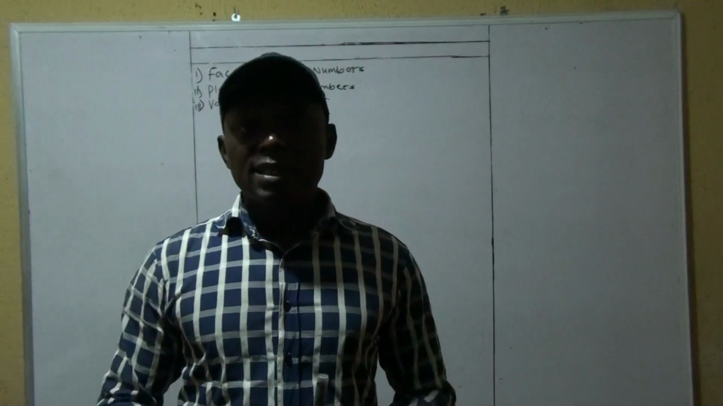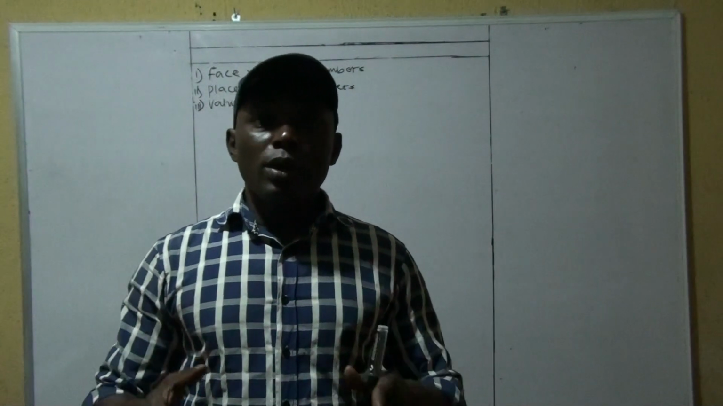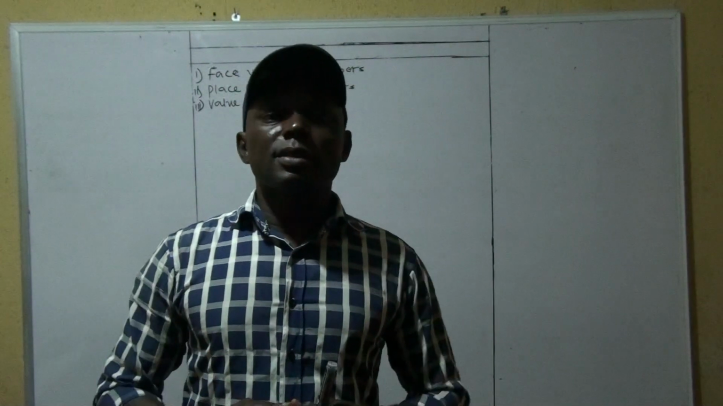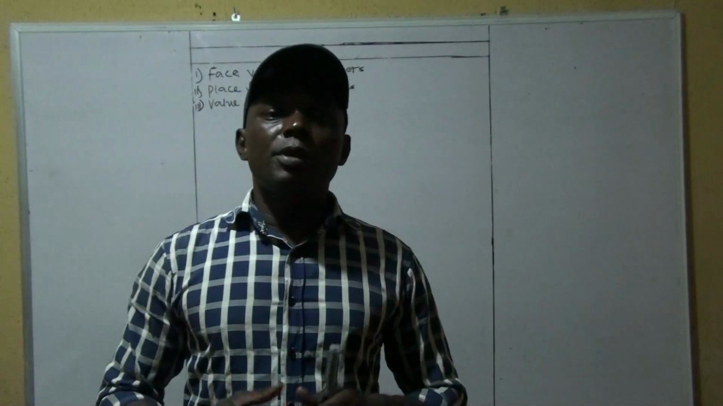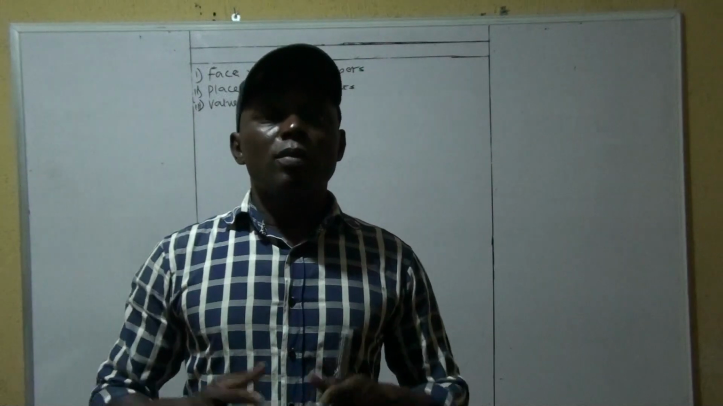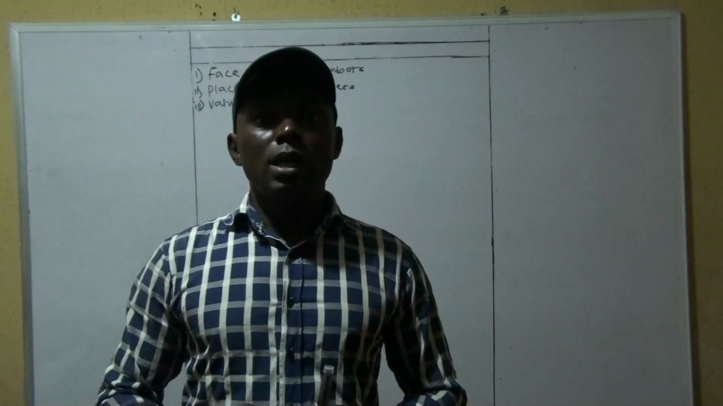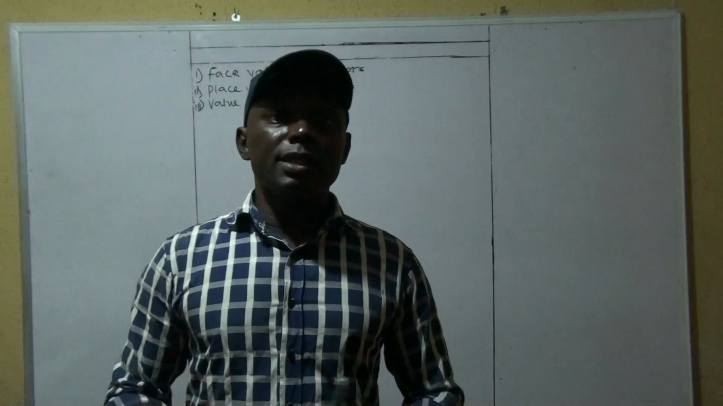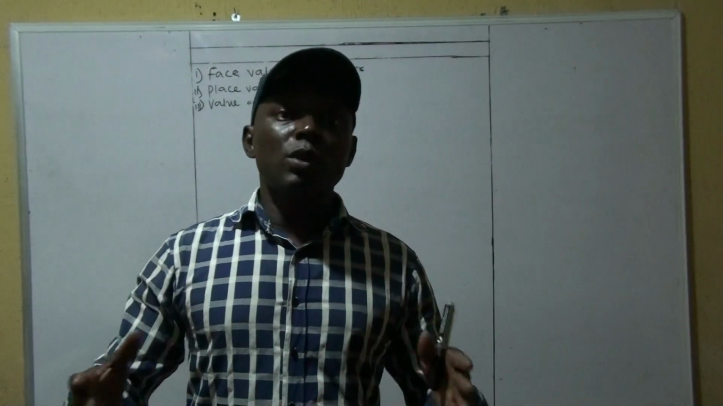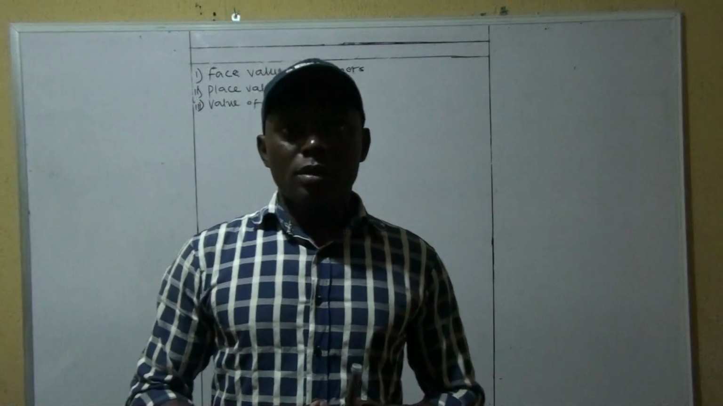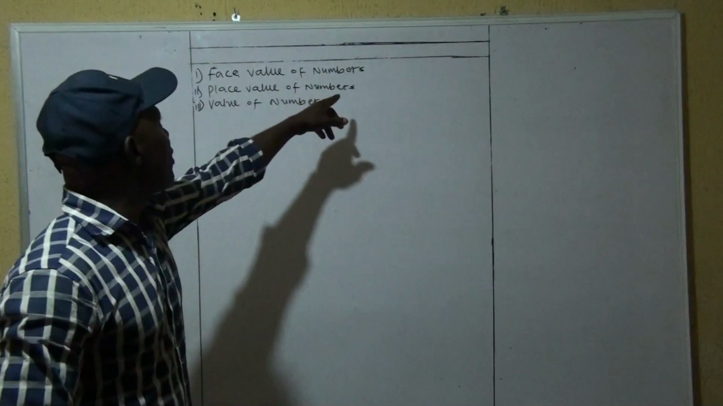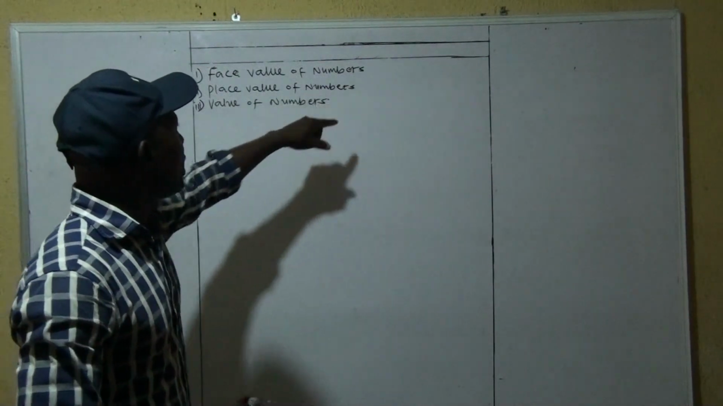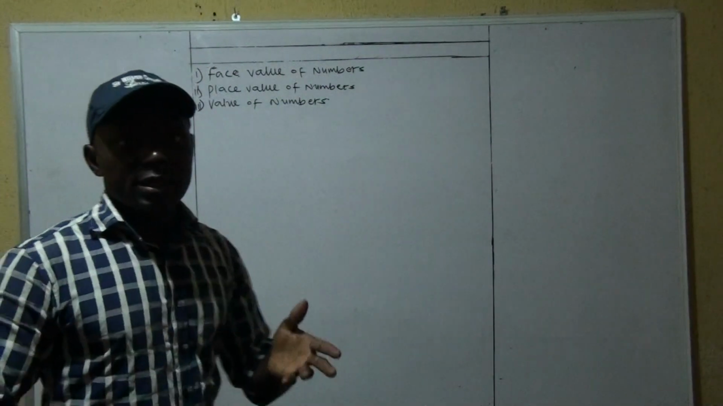And in this very class, we are going to look at something very special. More often than not, people get confused with this aspect in mathematics. It is very basic. It has to do with enumeration. We're going to look at three things on the board here: the face value of a number, the place value of a number, and the value of numbers.